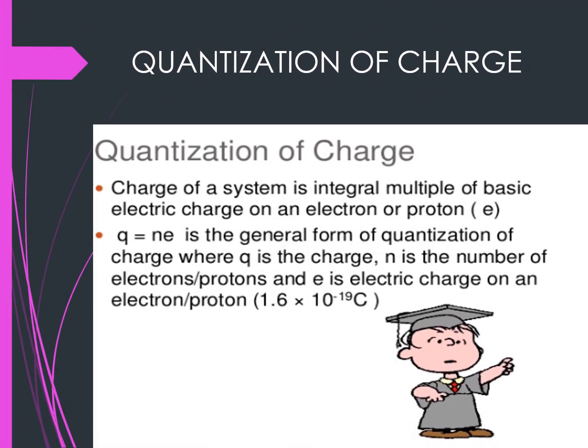The next topic is quantization of charge. Charge always exists in integral multiples of fundamental charge. Q is equal to n into e, where n is the number of electrons and n is always an integer. e is the smallest charge which can exist independently, that is an electron, whose value is 1.6 into 10 to the power minus 19 coulomb. Q is equal to the charge on a body.